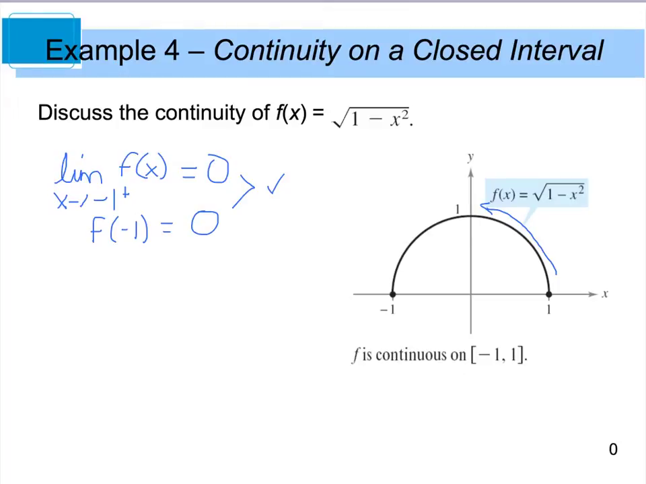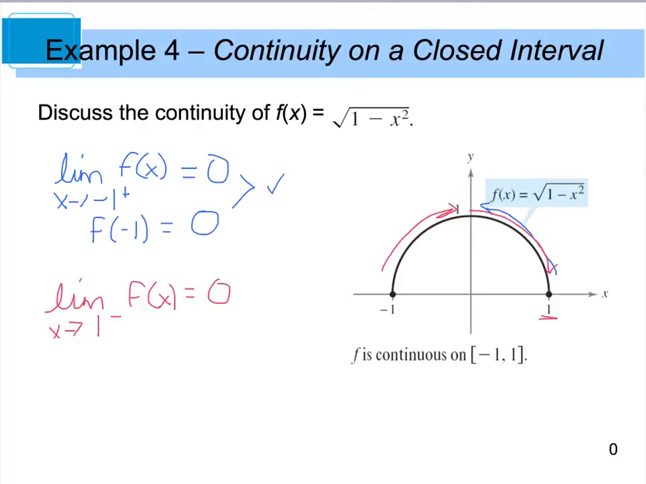Now I'm going to look at this other point right here and say the limit as x approaches +1 from the left, because now I'm going in this direction, of f of x is equal to, and I see that as my x values are getting closer and closer to 1, my y values here are also approaching 0.